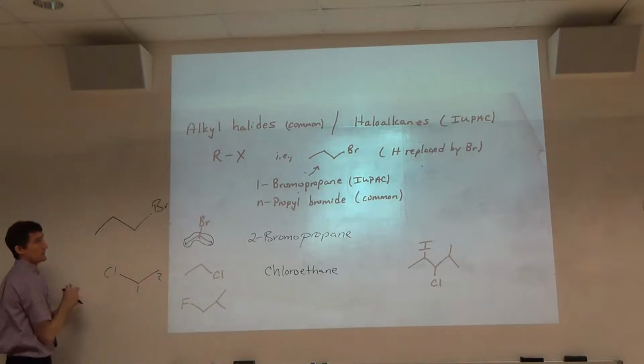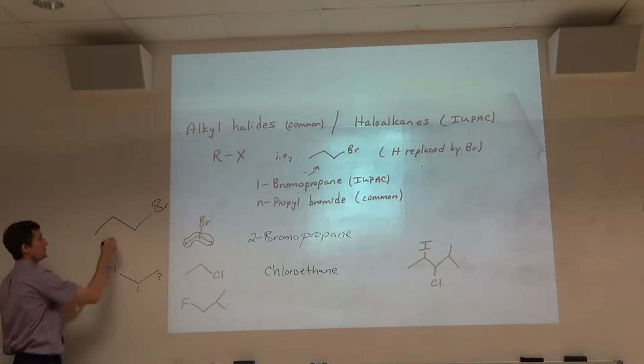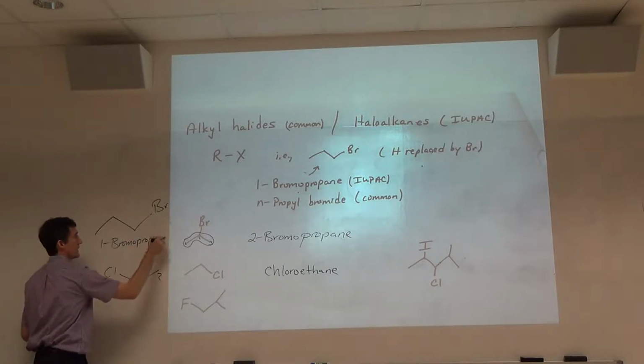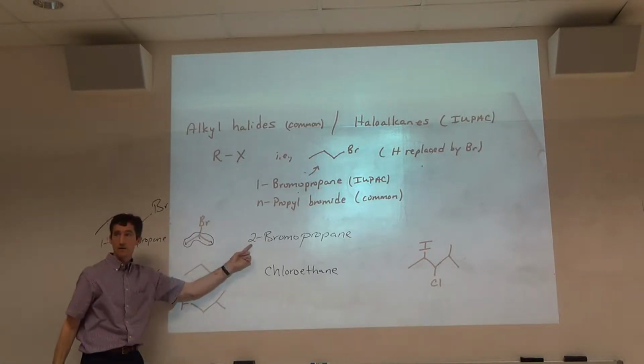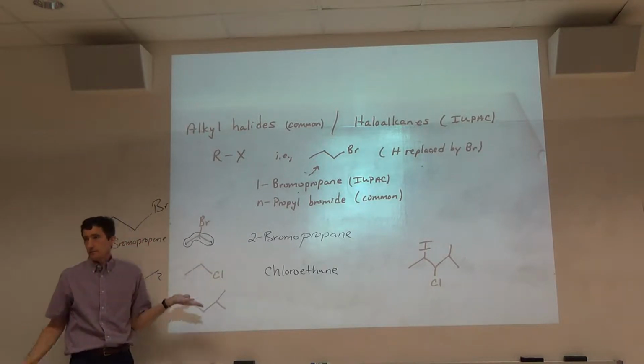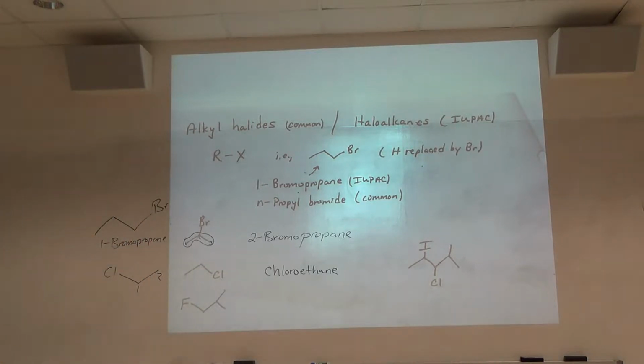What is this? 1-bromopropane. It's 1-bromopropane. Right? So the 2 is needed there. But you've got to say where the bromine is. The chlorine can only be one place. Right? Now you can put the 1, but it's not needed. Everybody see it's not needed?